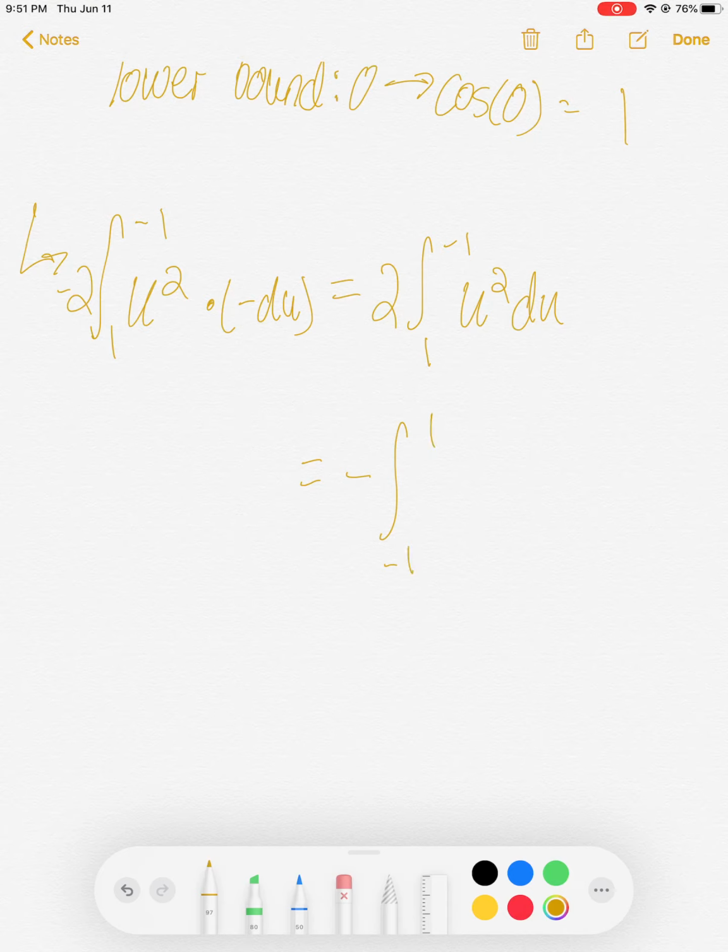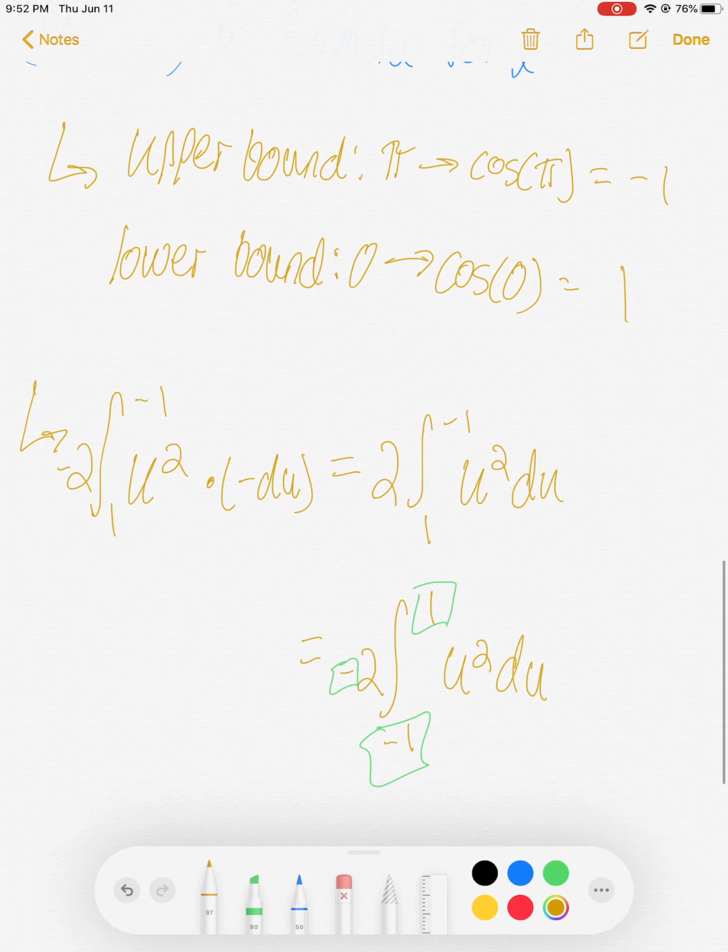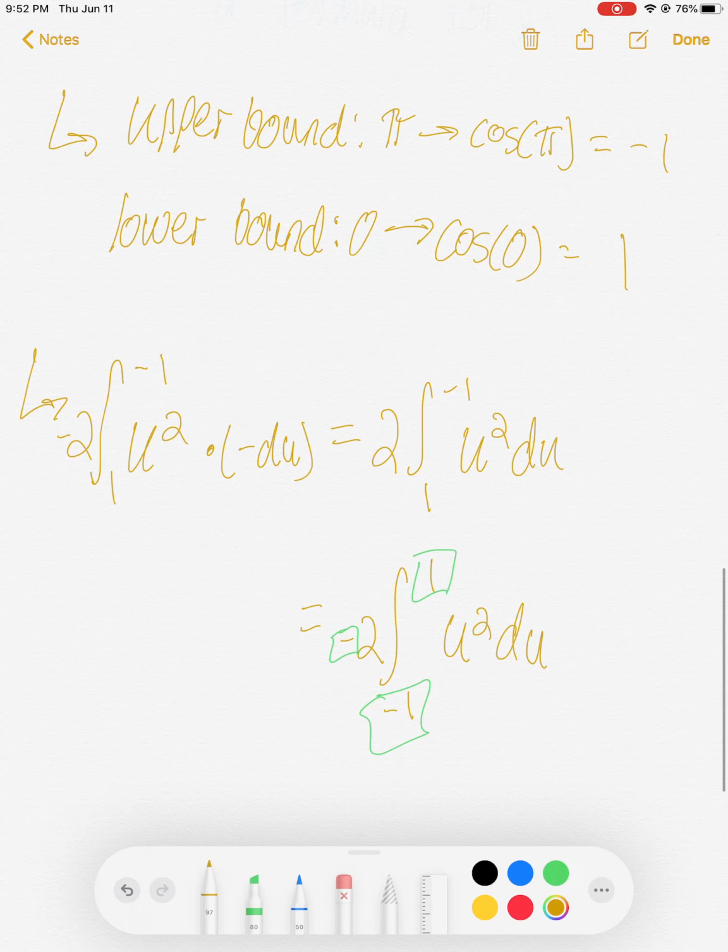And let me just rewrite a little bit more. I can bring this negative out front. I can bring the negative with the du out front to make this just a positive 2 times the integral from 1 to -1 of u squared du. But now you'll have to excuse me, I'm going to introduce another negative because I'm going to change my bounds to go from -1 to 1. Okay, so let me emphasize that I've made that change.